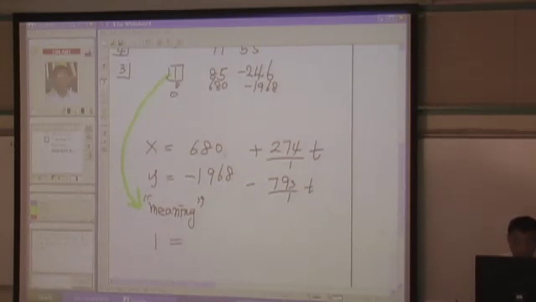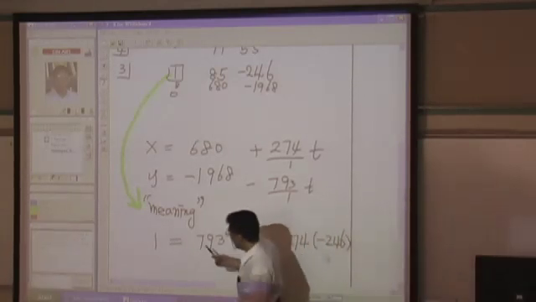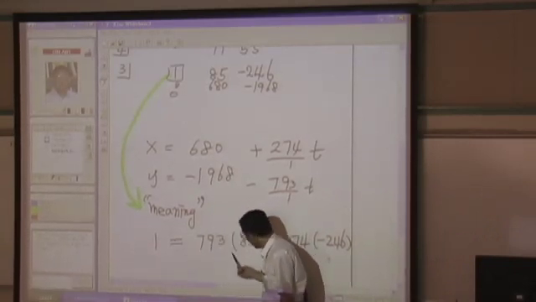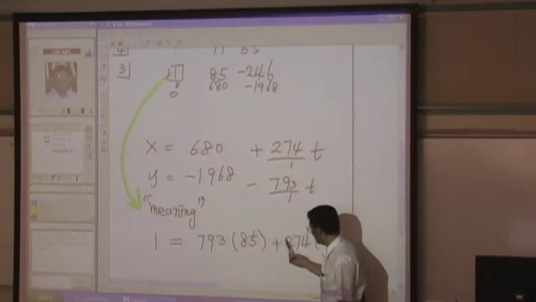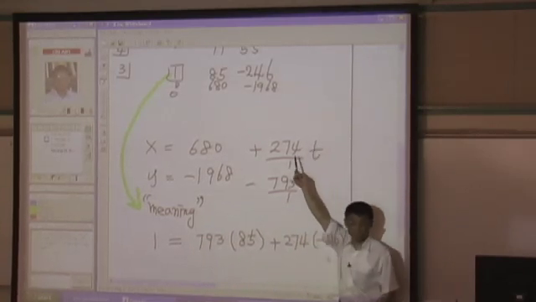I abbreviated so much, and someone may lose the meaning. So 1 equals the first number, 793 multiplied by 85 plus 274 multiplied by negative 246. This is the meaning. I used the abbreviation because I don't want to carry the equal symbol, this number, parentheses, these things. I just shortened the expression to write this kind of row.